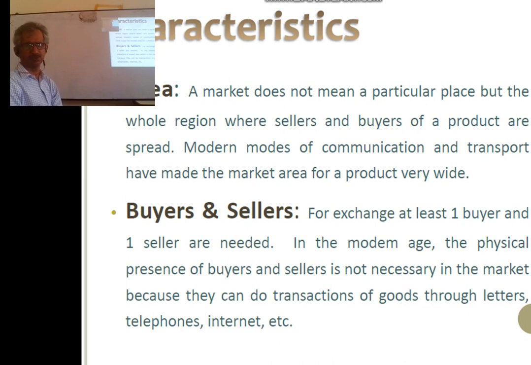The second characteristic of the market is that there must be buyers and sellers. For exchange, at least one buyer and one seller are needed. In the modern age, the physical presence of buyers and sellers is not necessarily in the market, because they can do transactions of goods through letters, telephones, and internet. So, to call any place a market, we must have at least one seller and one buyer.